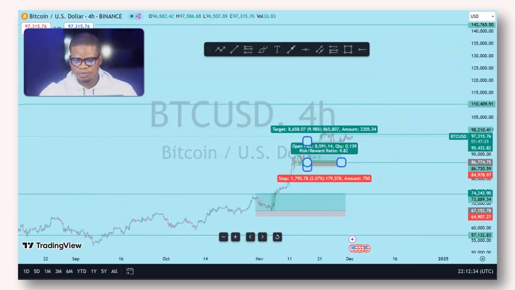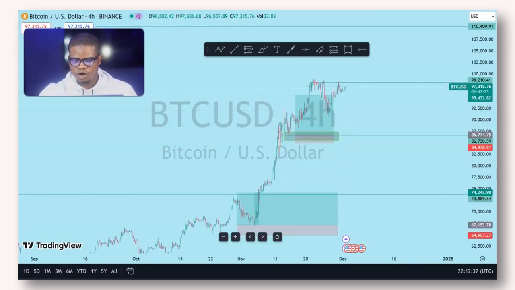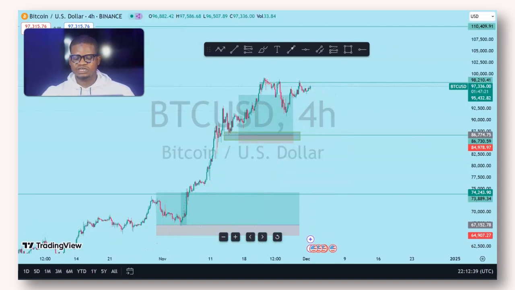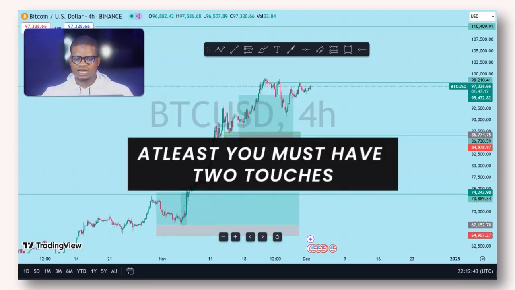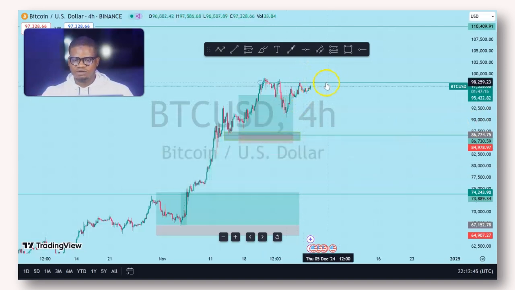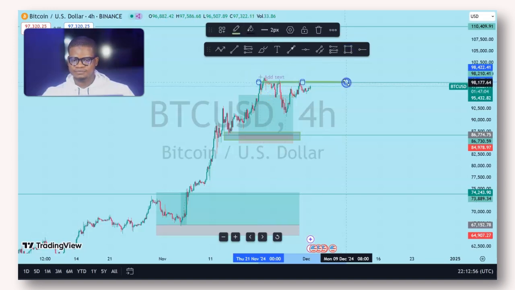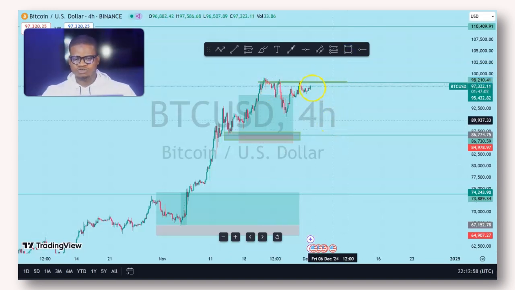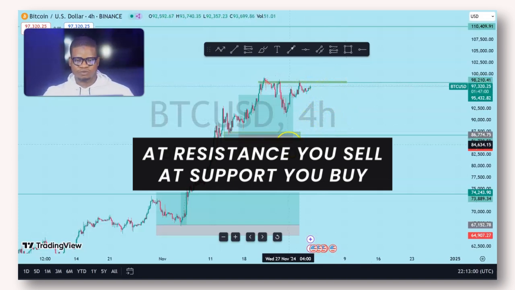So support and resistance drawing is simple. All you have to do is spot areas on your chart where price has reacted to a couple of times. At least you must have 2 touches. Draw a straight line here and adjust to get the number of touches, or use your rectangle and get something that's going to cover most of the touches you have here, and you trade from this area. So now what do you do? At resistance you sell, at support you buy.